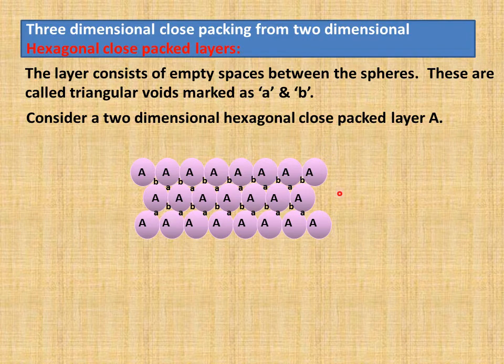One point I am going to tell you in this slide. The second layer will be placed exactly over the triangular void of the first layer. So the first layer A should be placed here, so that all of the spheres of the first row come exactly above the triangular voids of the first layer. Students, there should be a lot of imagination. Let us go to the next slide.